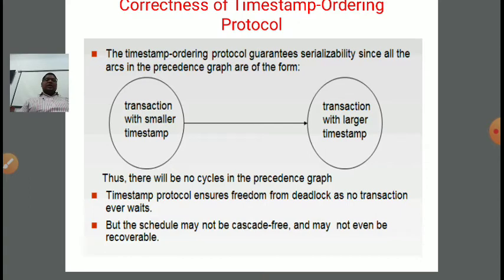So there is no cycle in the precedence graph, and it will ensure that there is no deadlock. But the schedule may not be cascade free and may not even be recoverable. Cascade free means dependency might be there between two transactions, so it is not cascade free. And in case of cascading, if one transaction is going into failure state, then all the dependent transactions also need to go into the failure state, right? Need to abort. So they are not recoverable.